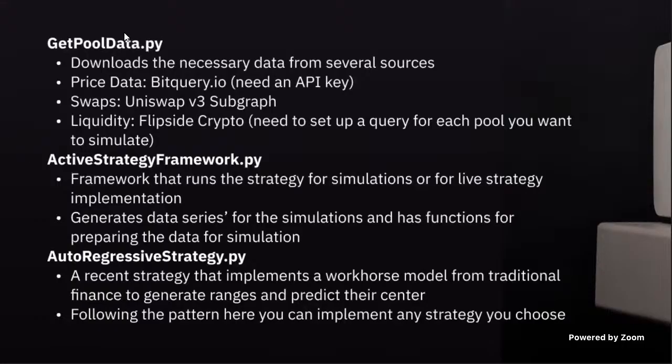There are 3 main scripts in the active strategy framework GitHub repo, which we'll make sure to share and it's freely available if you just find Gamma Strategies on GitHub. And the 3 main files are get pool data, which downloads the necessary data from several sources. So first of all, the price data is collected from BitQuery.io, which is pretty good because it provides historical data for free. You need to get an API key, but it doesn't come at a cost.